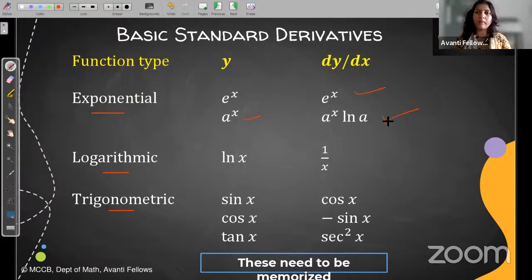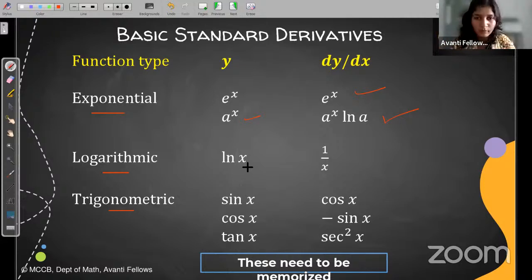You might ask me, ma'am, how did we find this? Why is it e raised to x only, a raised to x ln a only? You don't need to worry about that. This is first year. You will learn this chapter again in the second year in detail, like why we actually got e raised to x, a raised to x, ln a, everything. So let's not discuss all that here. Just try to memorize that if e raised to x comes into the picture, then the derivative of that will be e raised to x itself. If a raised to x comes into the picture, then the derivative of that function will be a raised to x into ln a.